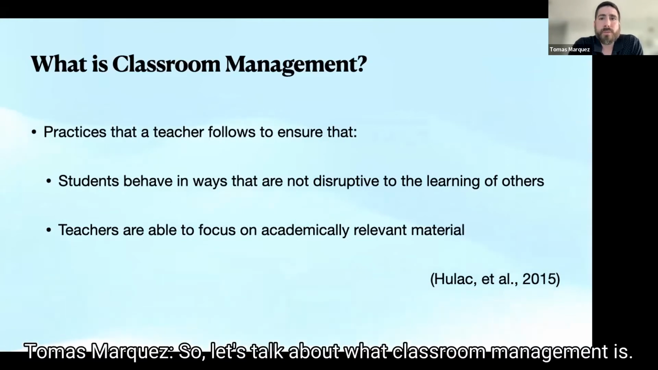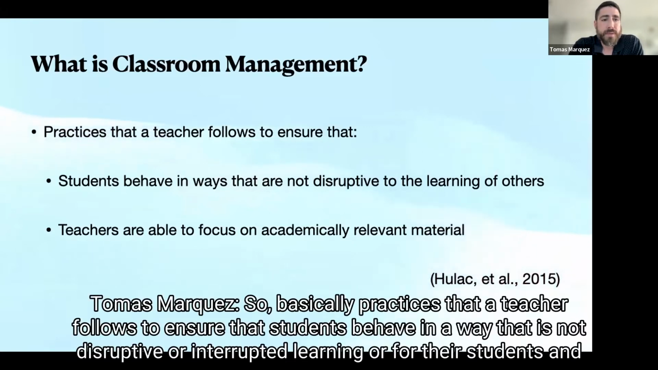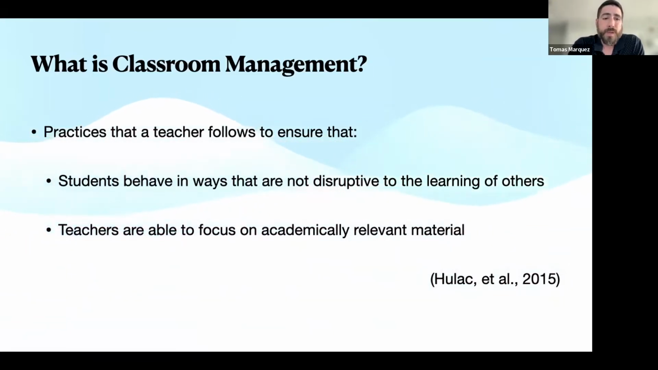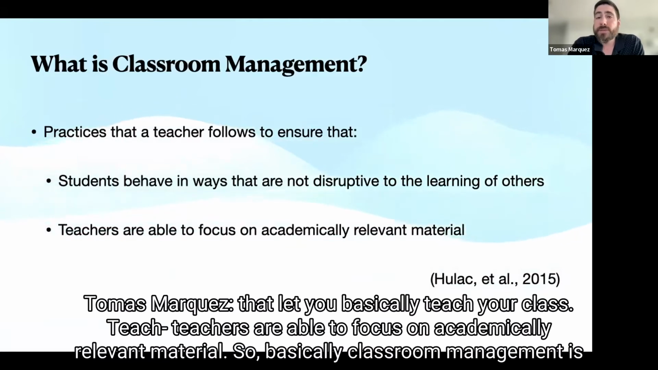So let's talk about what classroom management is. Basically, practices that a teacher follows to ensure that students behave in a way that is not disruptive or interrupts the learning of other students, and that let you teach your class. Teachers are able to focus on academically relevant material.